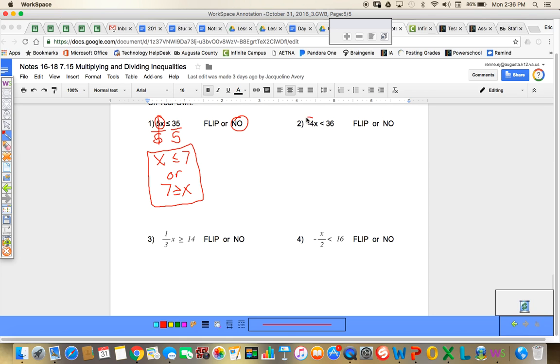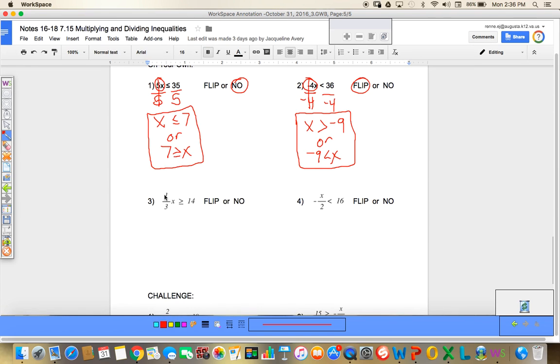Okay, number 2, circle. This time it is negative, so I am going to flip. The opposite of multiplication is division. So we're going to divide both sides by -4. -4 divided by -4 is a 1 in disguise. We said we needed to flip it because the variable was negative. And 36 divided by -4 is -9. So x is greater than -9, or -9 is less than x. So I'm going to box in both answers.